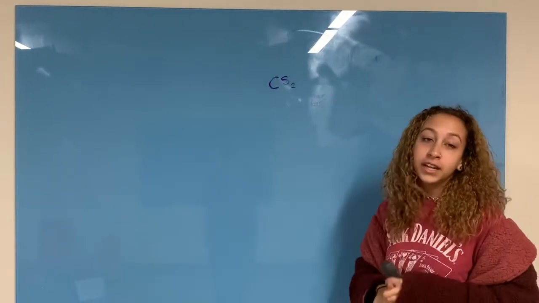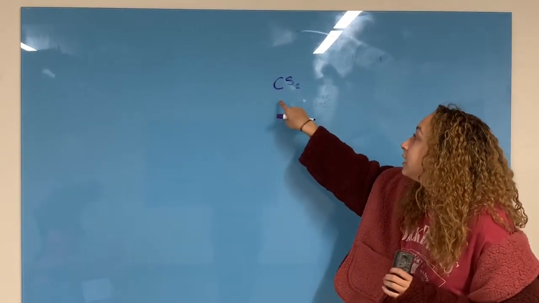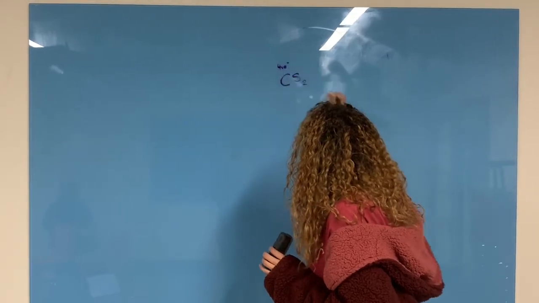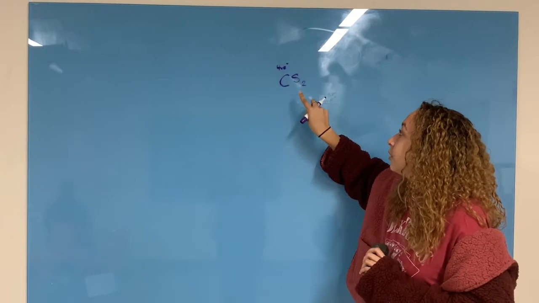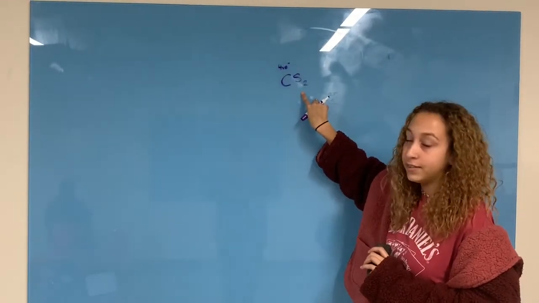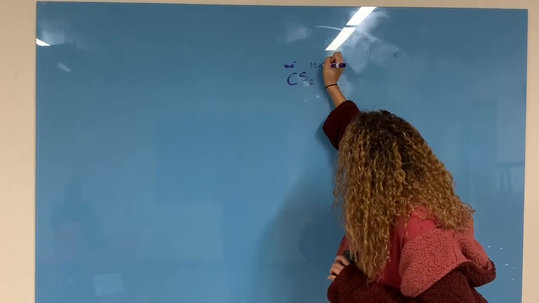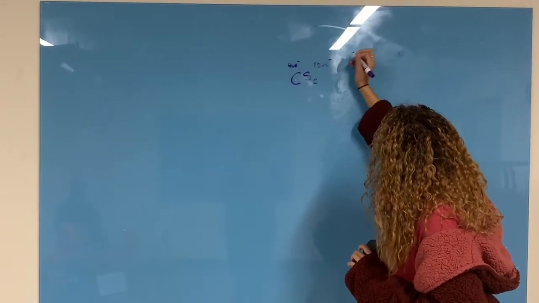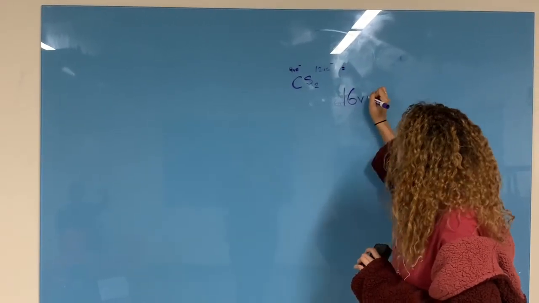And so first we're going to look at our periodic table, and we know that carbon is in column 14, so it's going to have 4 valence electrons. And then sulfur is in column 16, so each sulfur is going to have 6 valence electrons. But since we have 2, we're going to have 12 valence electrons. So if you add this together, you get 16 valence electrons. So that's what we're going to be working with today.